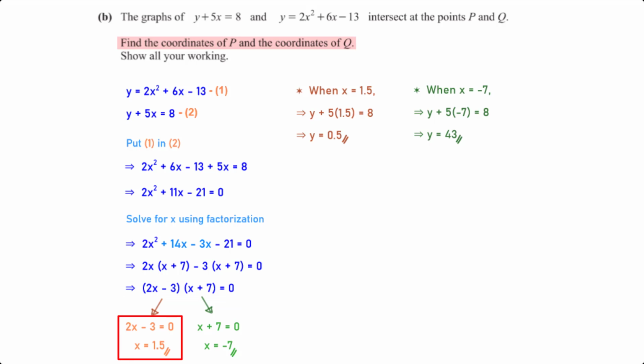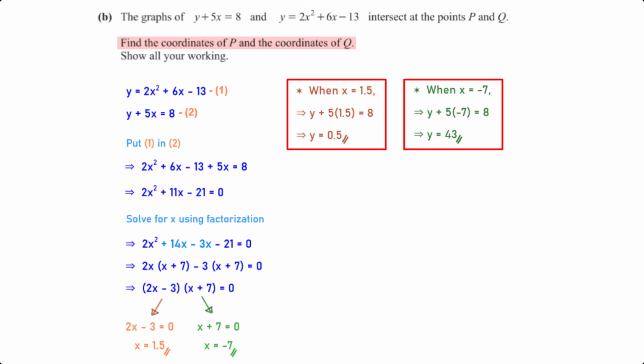When we equate 2x minus 3 to 0, we get x equals 1.5. And when we equate x plus 7 to 0, we get x equals negative 7. So now we can plug in the x values into any of the equations to get their corresponding y values. Let's pick equation 2. When x is 1.5, y plus 5 times 1.5 equals 8. When we make y the subject, we get y equals 0.5. When x is negative 7, y plus 5 times negative 7 equals 8. When we make y the subject, we get y equals 43.